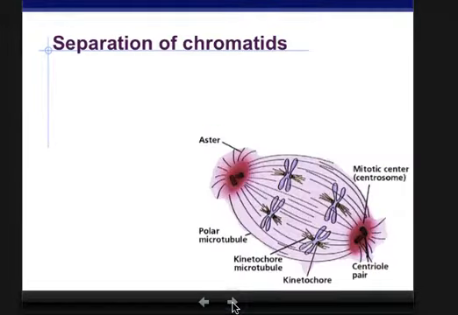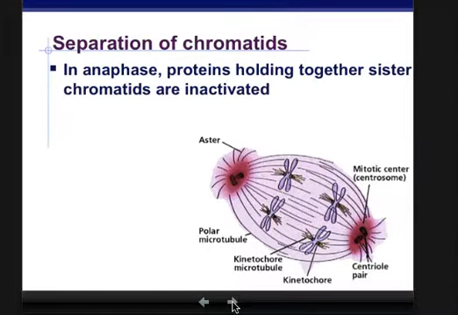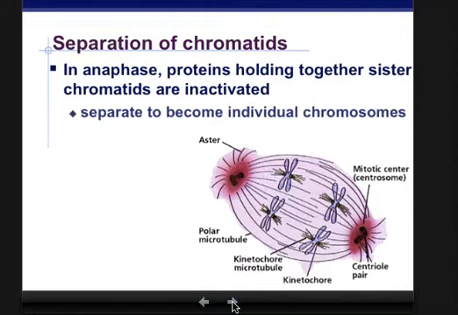Okay, separation of the chromatids. So this is what we're talking about when we're talking about anaphase, the separation of the chromatids after they've lined up along the metaphase plate in metaphase and they start to separate. Okay, this is what's happening. So the proteins that hold the sister chromatids together are inactivated. All right, they separate to become individual chromosomes.